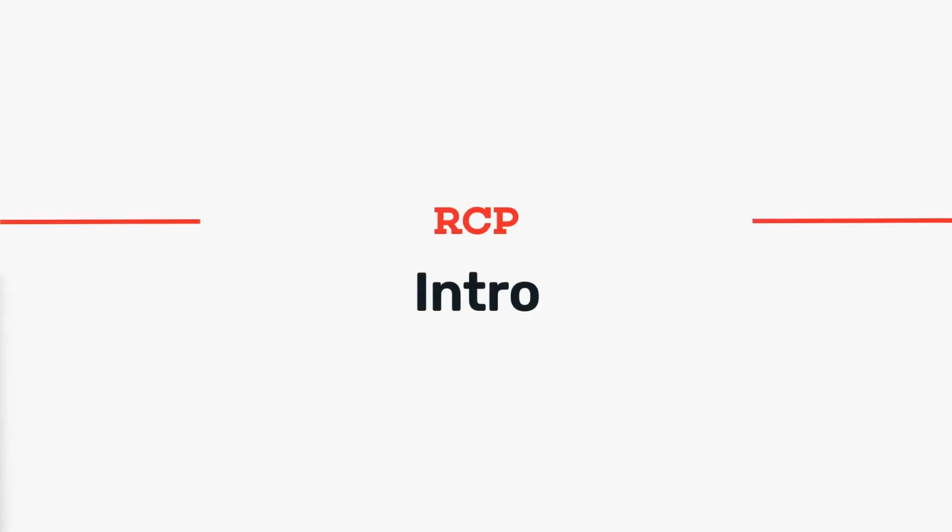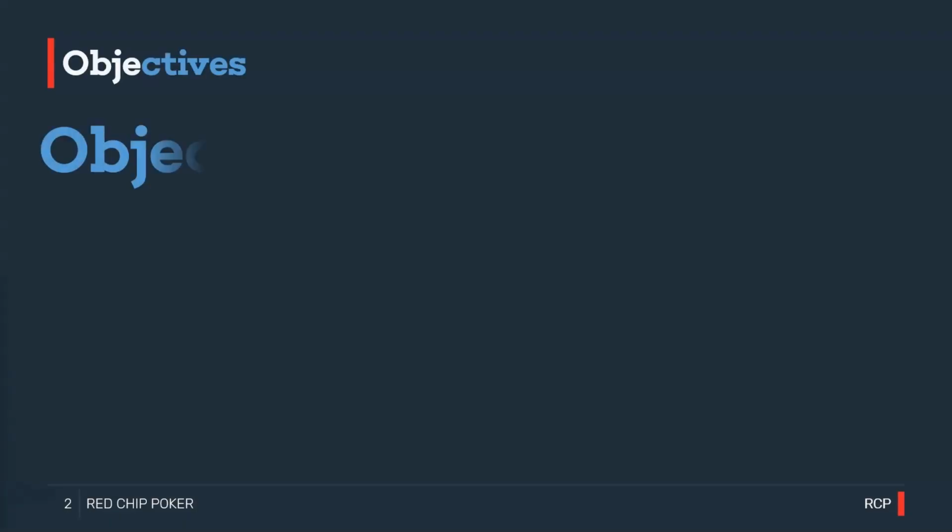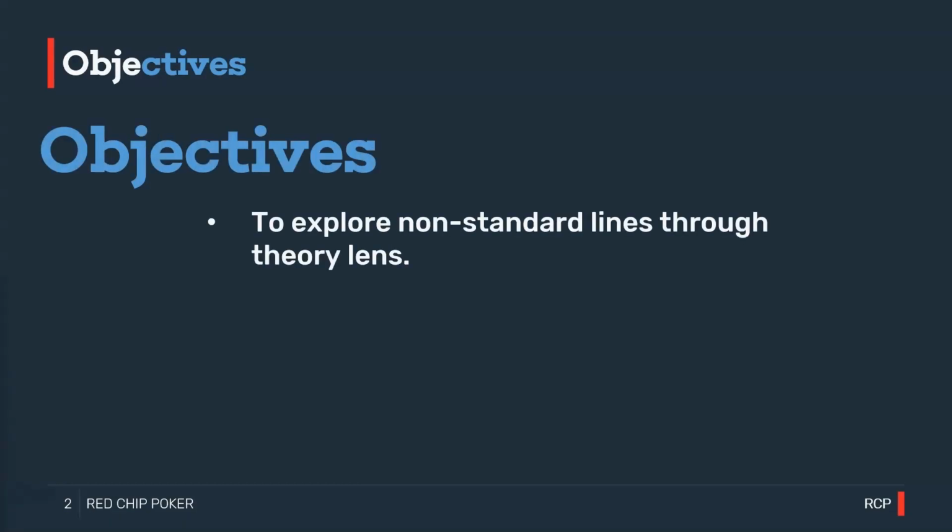This is the course introduction where we discuss the course objectives and how you can make the most of this course. So what are the objectives of this course? The key objective here is to explore non-standard lines through a theoretical lens. When translated, that means we're going to be using a solver, GTO Plus, to analyze lines that many players may consider as non-standard. They perhaps don't use those lines, but then it turns out that theory perhaps does use those lines at a fairly high frequency, especially in specific situations.